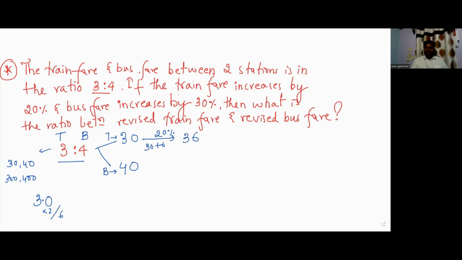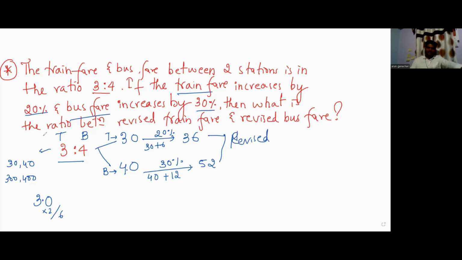Train fare is increased by how much? 20%. And bus fare is increased by how much? 30%. What is 30% of 40? 10% is how much? 4. So 30% will be 12. What is the value now? 40 plus 12 is 52. Getting this? These both are revised fares.